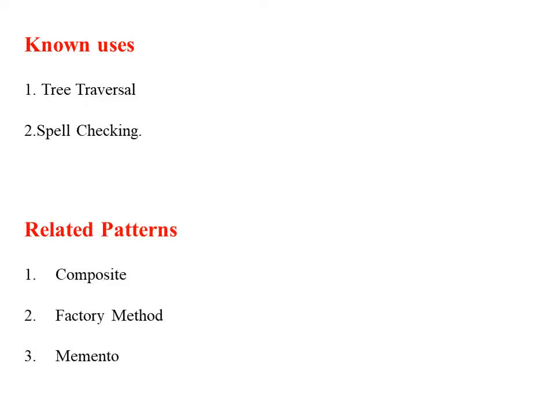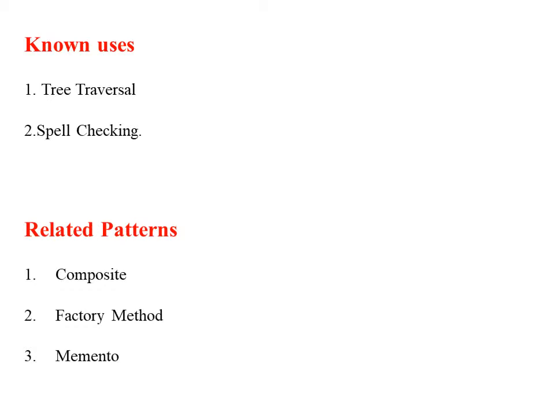Two real-time applications. The best real-time applications are tree traversal and spell checking. For tree traversal, in-order traversal, pre-order traversal, and post-order traversal, any traversal algorithm needs to use the iterator pattern. Spell checking is also one of the main design problems you need to solve using this iterator pattern. So these are the two known uses.